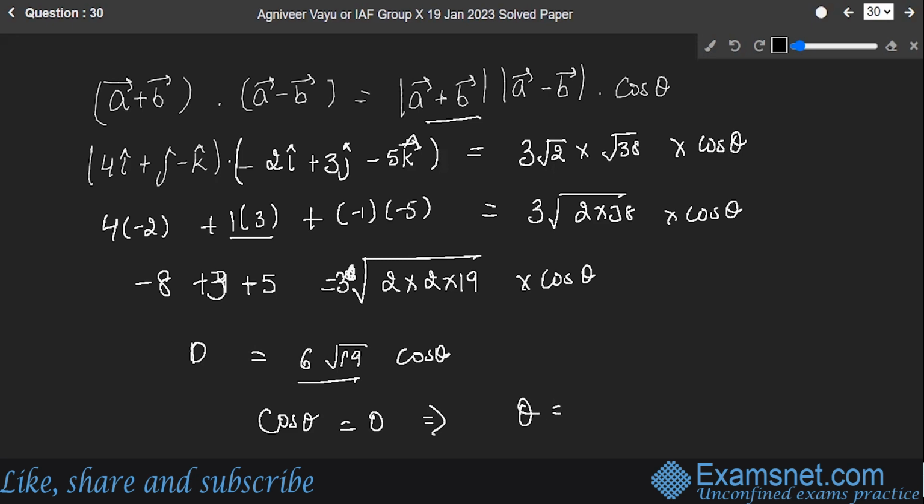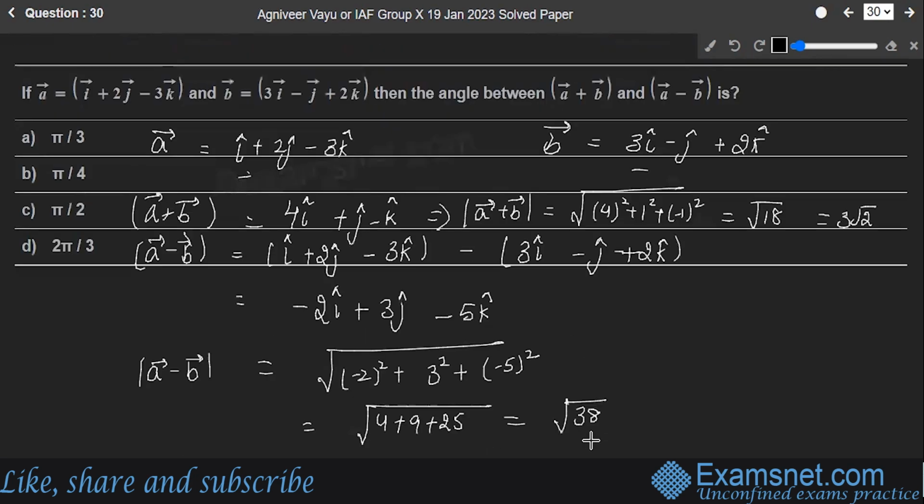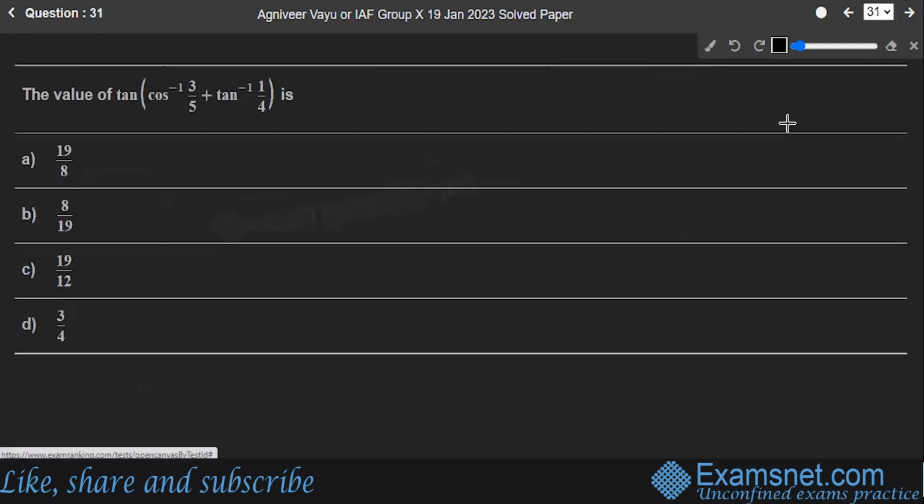And you know cos of theta is equal to 0 for theta is equal to pi by 2. So that means the angle between these two vectors is equal to pi by 2. Option C is the correct answer. Hope you understood this. Next is question number 31. The value of tangent of cos inverse 3 by 5 plus tangent inverse of 1 by 4 is equal to.